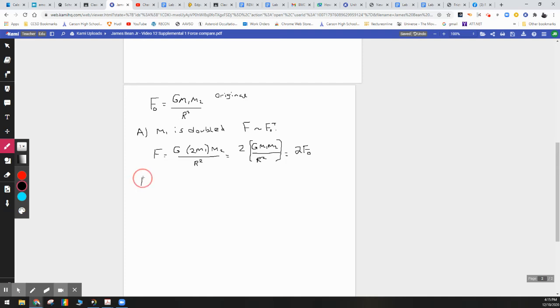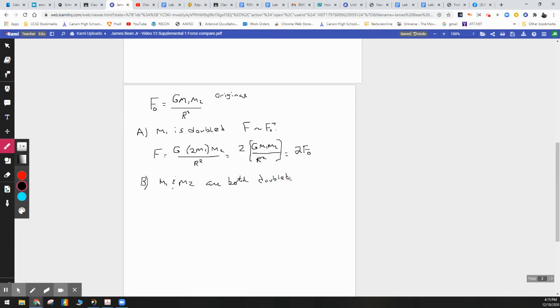So take a look at another situation here. Let's say M1 and M2 are both doubled.